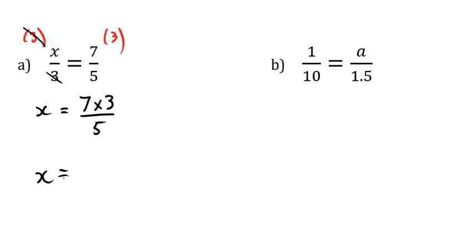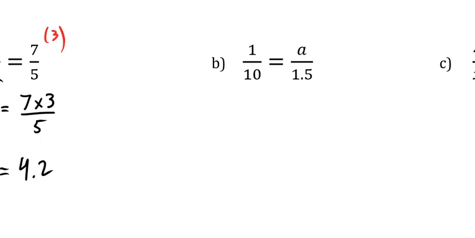Does anybody know what it is, Chrissy? 4.2. Awesome. How many people got 4.2? Yeah, good. Okay, next one. Ooh, what's different about this one? Yeah, the variable's on the other side. Does that change how we're going to solve it? No. Yeah, leave the variable over there. That's what I would do. But it doesn't really change how you solve it.